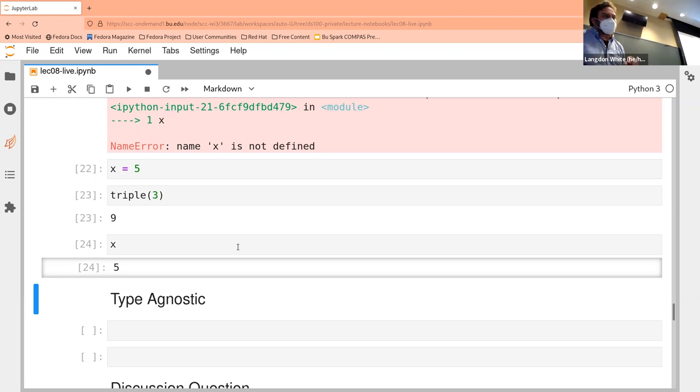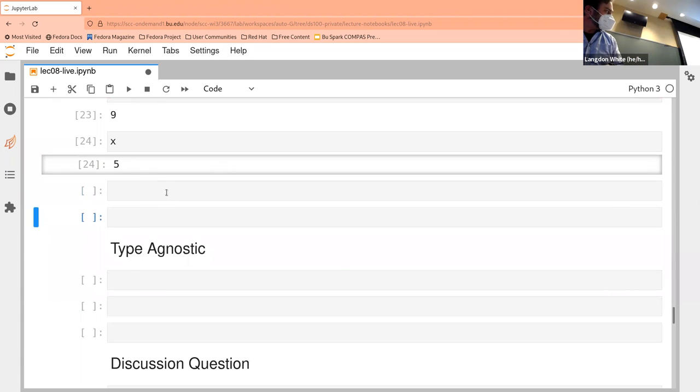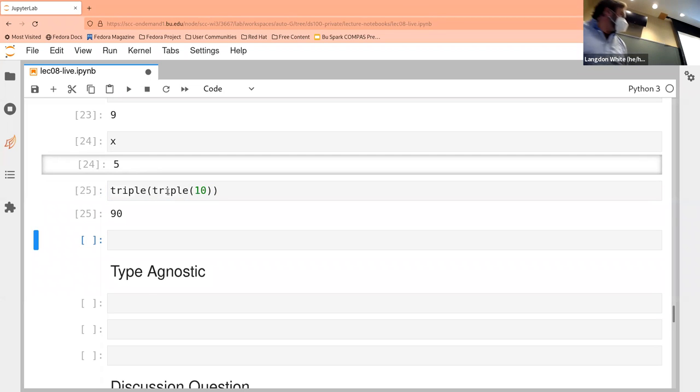So going back to your earlier question, can I do this? Will this work? What it's going to do is triple the 10 and get 30. And then that 30, if you think about the parens, is going to get passed into triple again, and we're going to get 90.